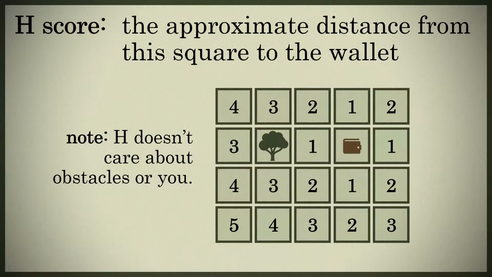The H score is the approximate distance from this square to the wallet. The H score doesn't care about obstacles since we're just approximating the distance to the wallet as quickly as possible. Todd doesn't have all day. We can find the H score by just adding the horizontal and vertical distances from the wallet to the square. Unlike the G score, the H score doesn't change.